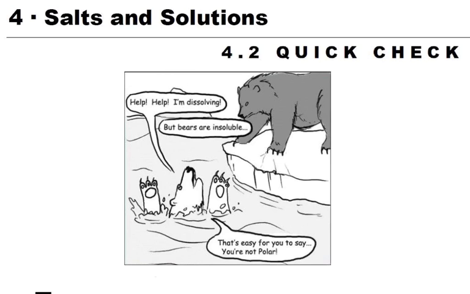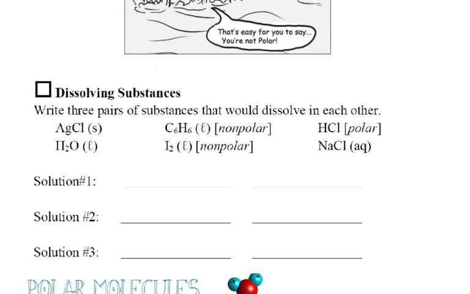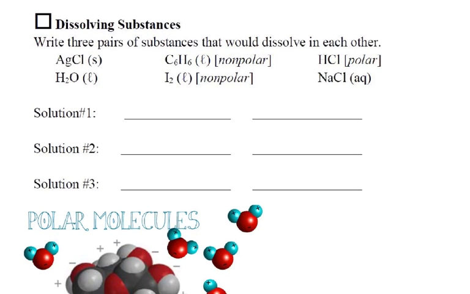So one of the ideas here is that something that's polar will dissolve something else that's polar, and non-polar will dissolve non-polar. We call that like dissolves like. And that's one of the first questions that comes up here on our quick check. So write three pairs of substances that would dissolve in each other.